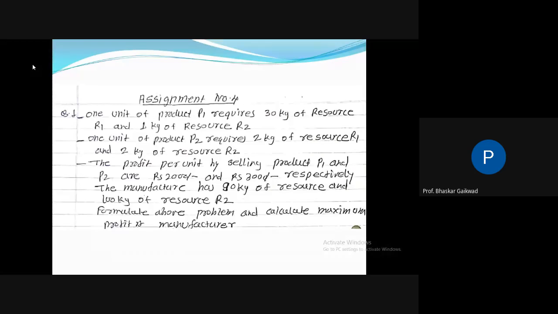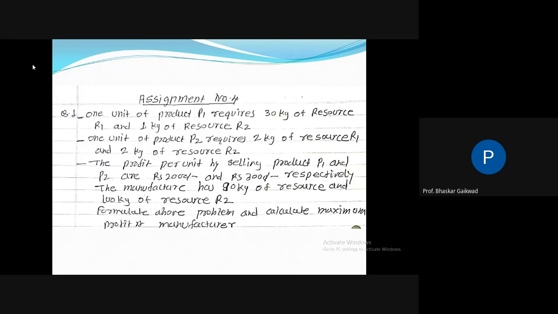Before going to the brief introductions related to linear programming, here's assignment number 4 given to you. Make use of graphical methods or you can go for analytical methods, and you can solve this assignment.